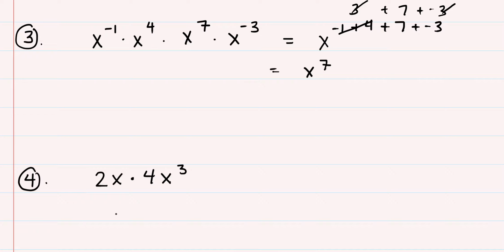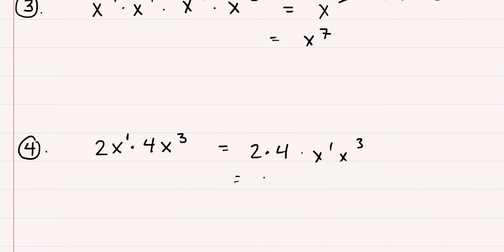Right, the next one is we're going to take 2x and multiply it with 4x cubed. This is a little more complicated, but all you have to do is multiply the numbers together and then worry about these x's. Again, you can put a 1 right here. If you don't see an exponent, it's assumed to be 1. So we take care of the numbers, and then we take care of these x's. So 2 times 4 is 8, and then we add these exponents. That's our answer.